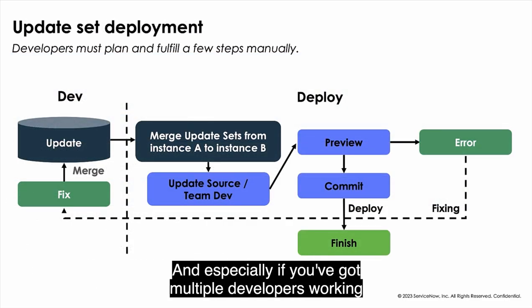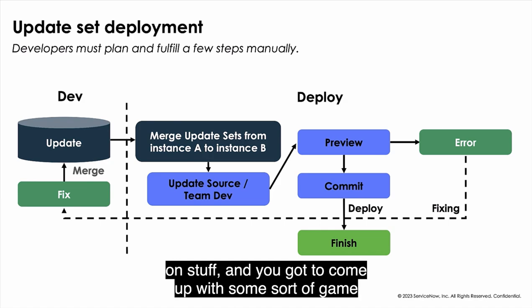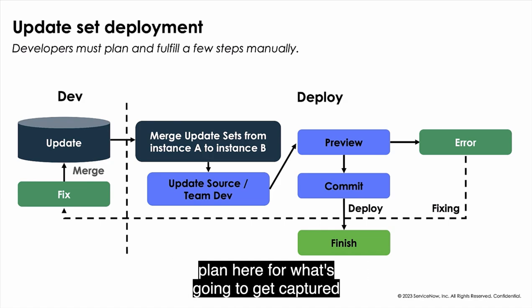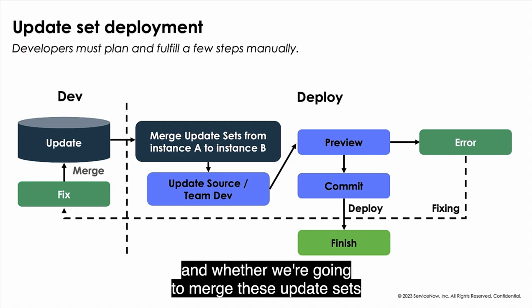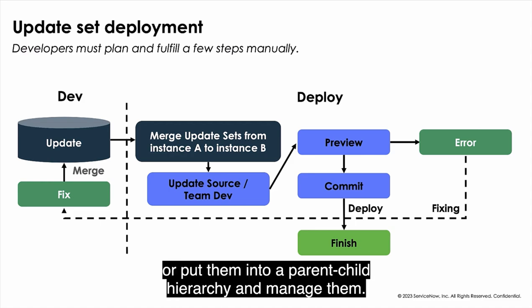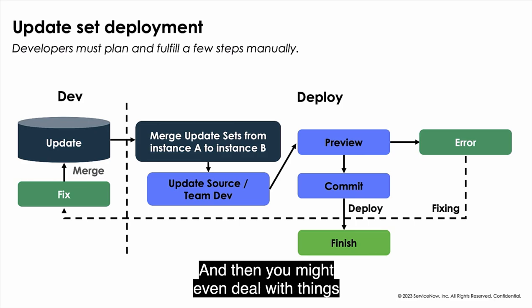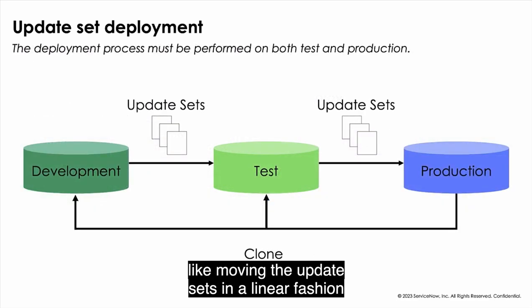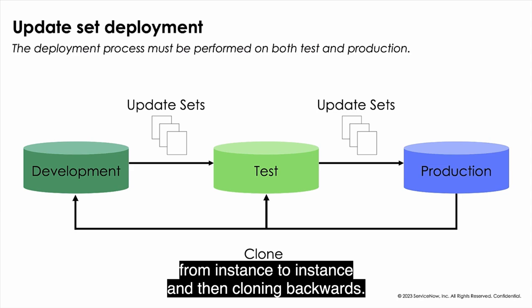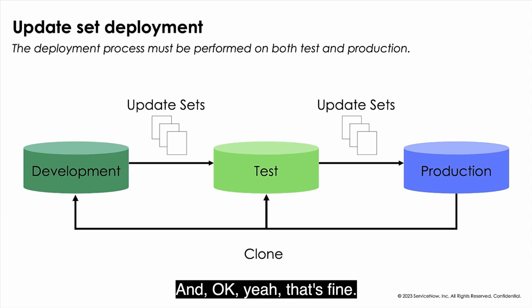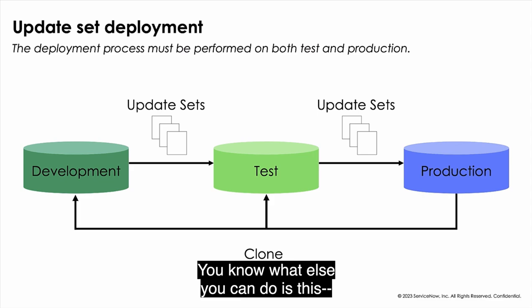And especially if you've got multiple developers working on stuff, you've got to come up with some sort of game plan here for what's going to get captured to which update set and who's in charge of it, and whether we're going to merge these update sets or put them into a parent-child hierarchy and manage them. And then you might even deal with things like moving the update sets in a linear fashion from instance to instance and then cloning backwards. And okay, yeah, that's fine. But you know what else you can do is this.